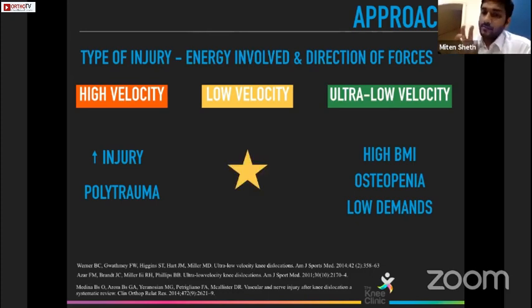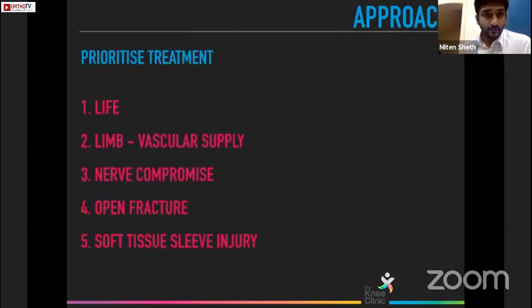But the focus of this talk and most of the clinical practice that we see is this combination of low velocity injuries where they have tibial plateau fractures and grade 3 ligament injuries, and you tackle only the bone. So you've tackled only bone, and the patient's going to come back to you and not be happy. So you must prioritize treatment.